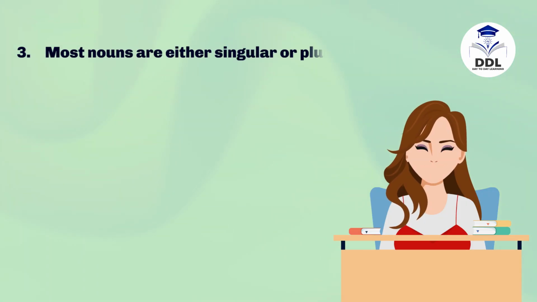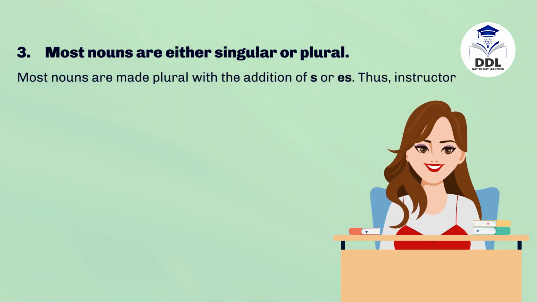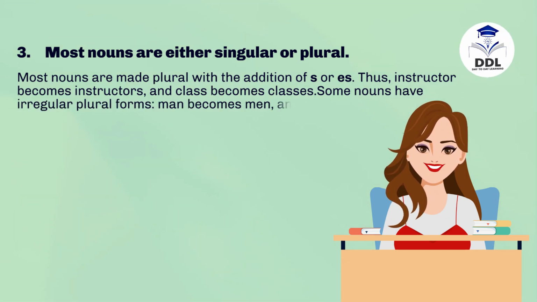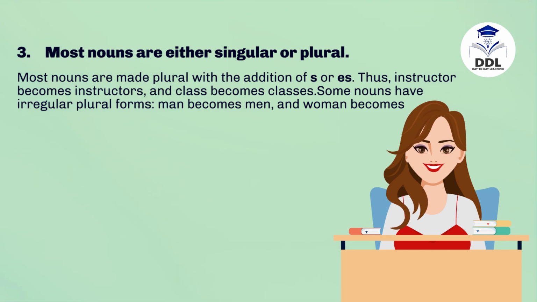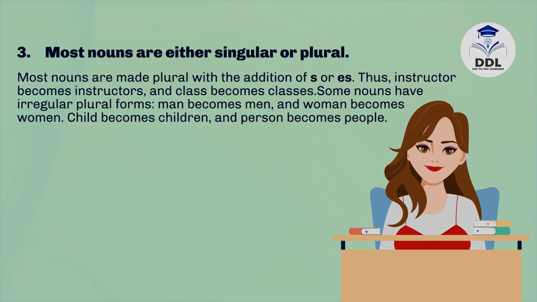Most nouns are either singular or plural. Most nouns are made plural with the addition of s or es. Thus, instructor becomes instructors and class becomes classes. Some nouns have irregular plural forms like man becomes men and woman becomes women. Child becomes children and person becomes people.